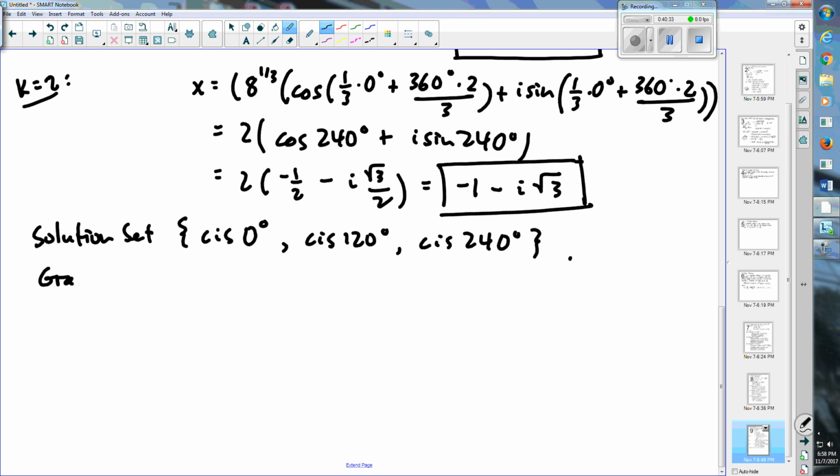And we also want to graph this. To graph the solutions in the complex plane.